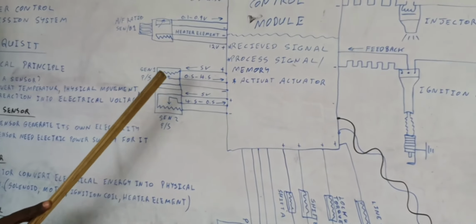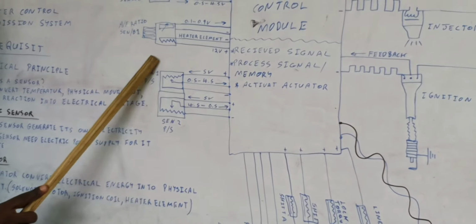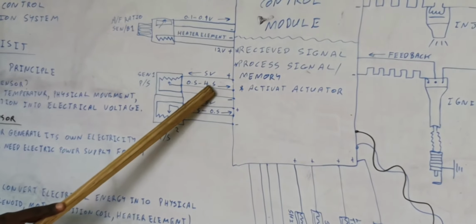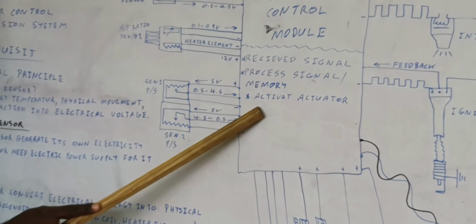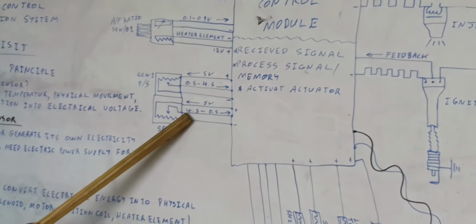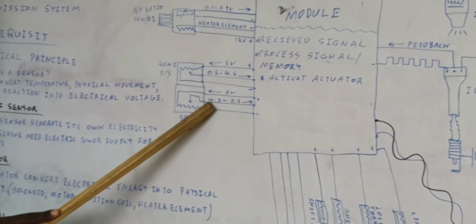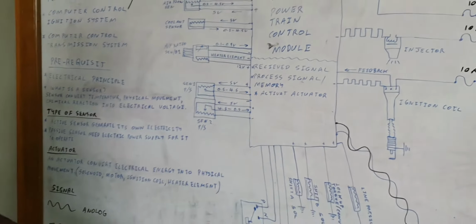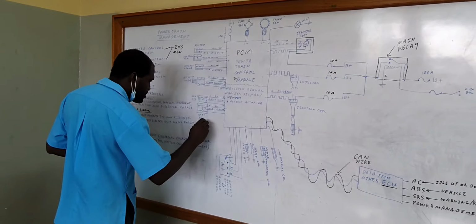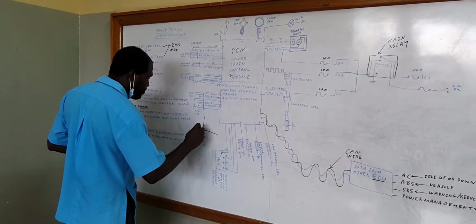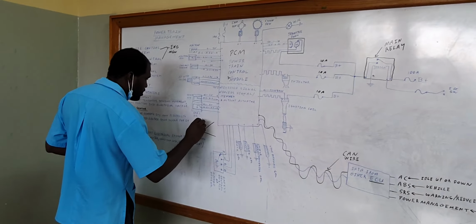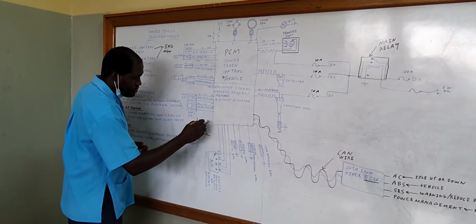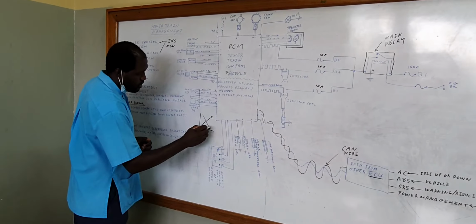But if you look on the signal, sensor 1, what is the signal return? It is 0.5 to 4.5. But look at sensor 2. Sensor 2 is totally the opposite. Yes, sir. 4.5 to 0.5. So when you're reading something like this on a diagram, you'll get something like this and something like this. Meanwhile, one is rising, the other is falling.